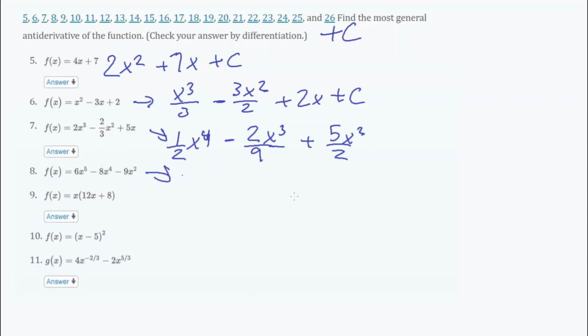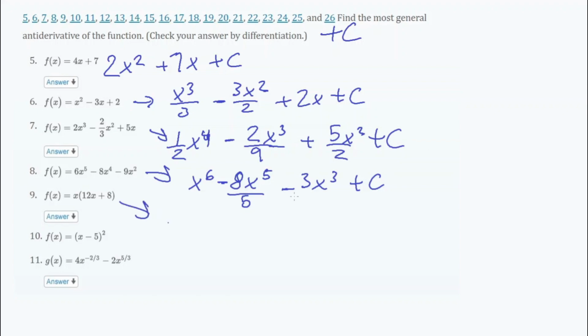So we're going to go into number 8 now. Number 8 is x to the sixth power minus x to the fifth power times 8 over 5, and minus x to the third power times 3, and plus c for both of these. I didn't write plus c for that.